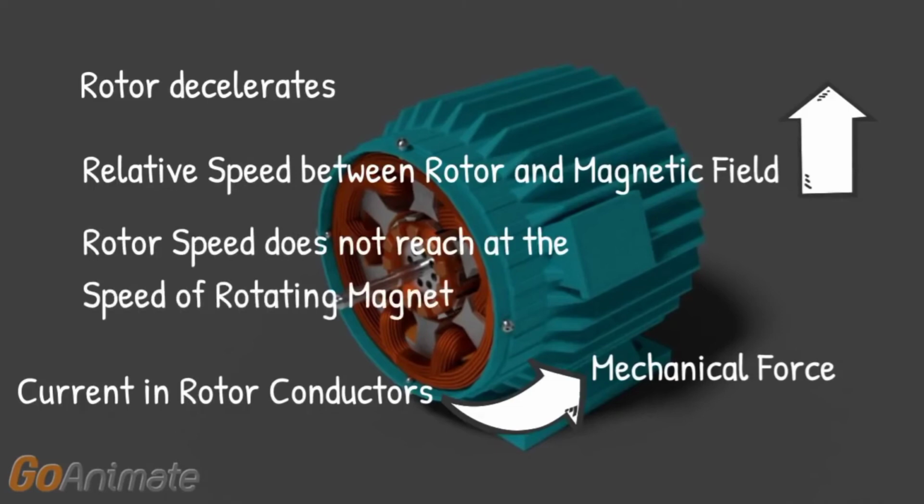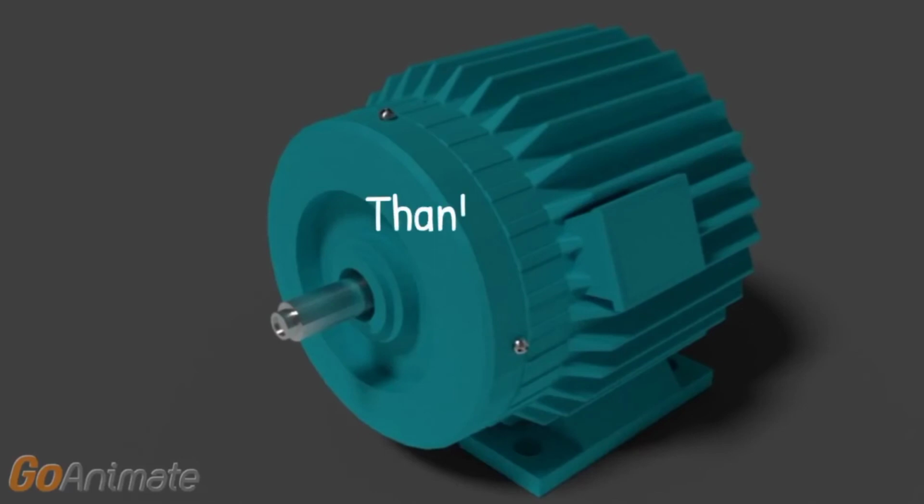Due to this phenomenon, the rotor will never reach the speed of the rotating magnetic field, and also the rotor will not stop rotating as long as the three-phase power is there in the stator. Actually, the rotor rotates with a speed slightly less than the speed of the rotating magnetic field. This is how a three-phase induction motor works. Thank you.